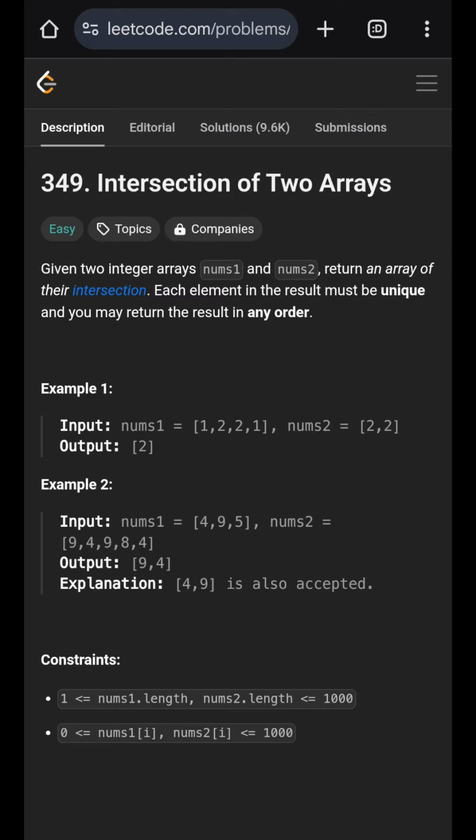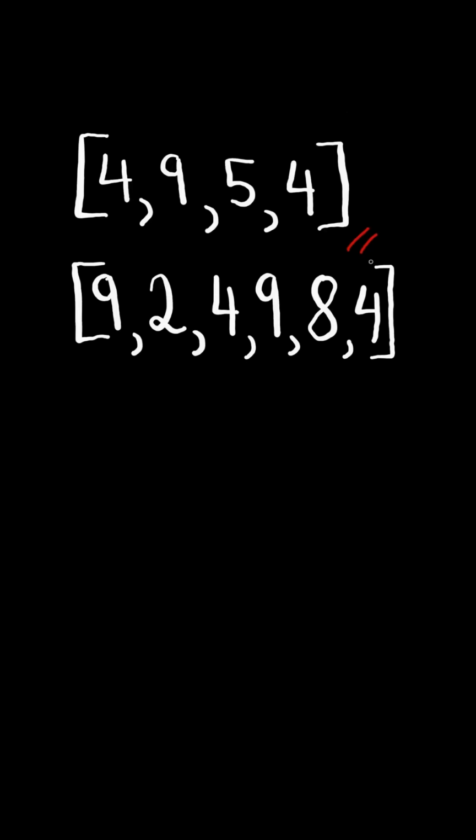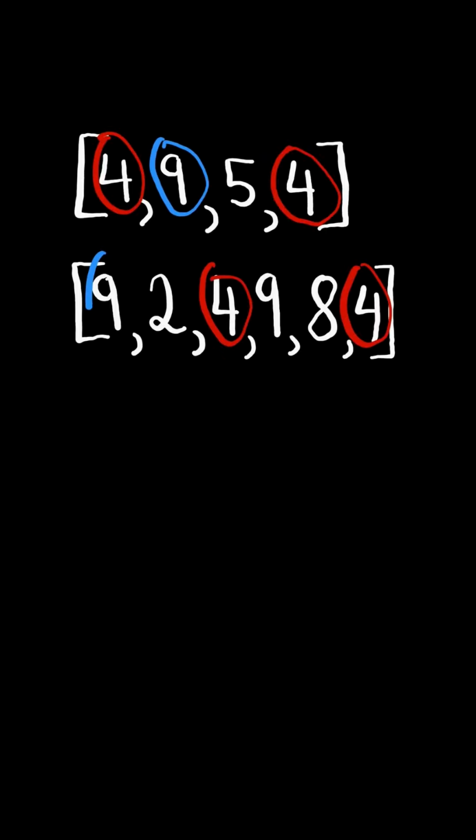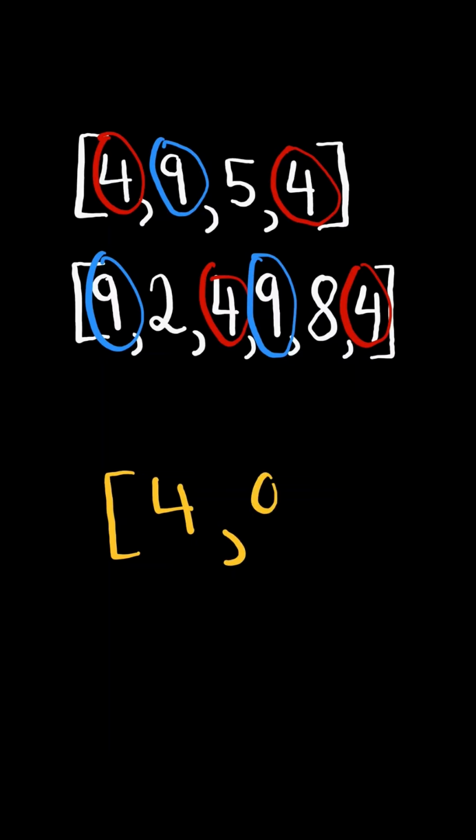Intersection of two arrays. Given two integer arrays, return an array of their intersection. 4 exists in both the arrays, and 9 exists in both the arrays. So we return the intersection 4 and 9.